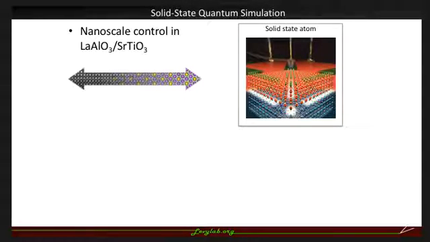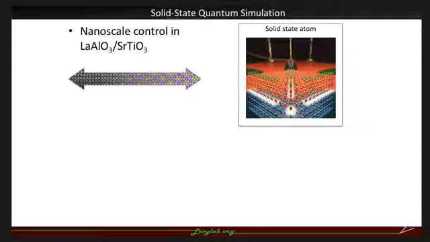So we're going to try and use these techniques to develop a solid-state quantum simulation platform. The typical density of the interface is 10^13 per centimeter squared, which corresponds to about 1 electron every 3 nanometers. So using this technique, we really have control on the scale where we have 1 electron per smallest feature that we can create.